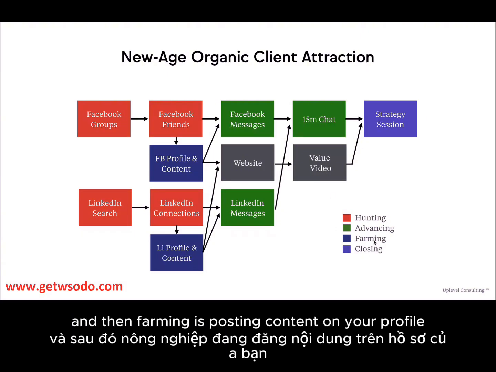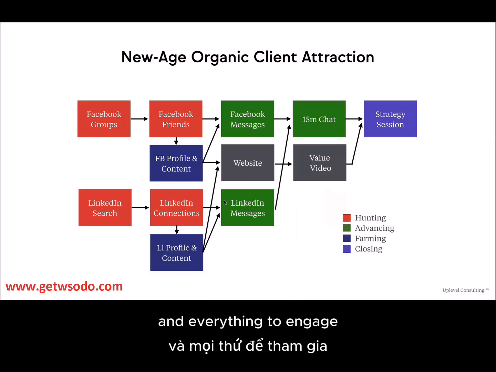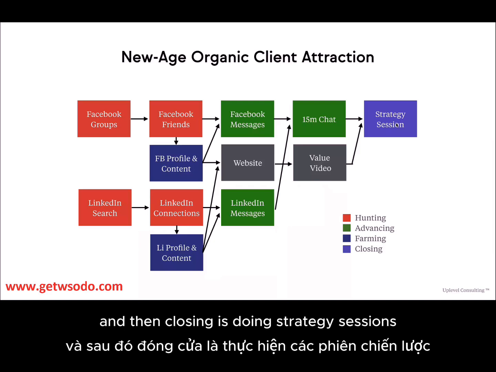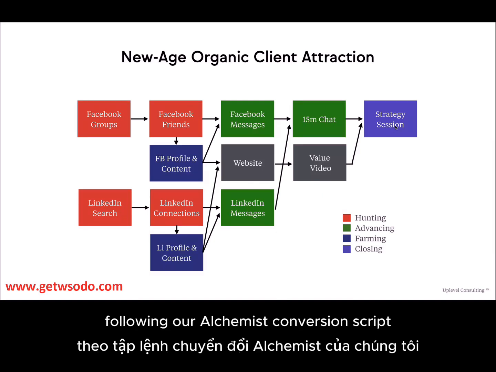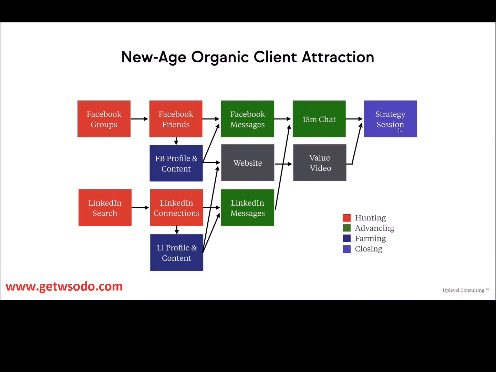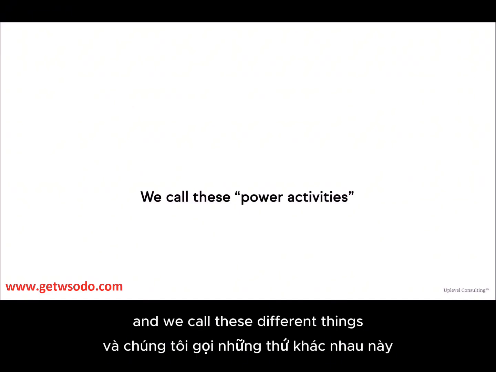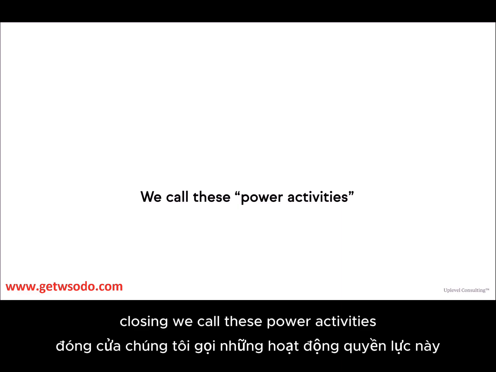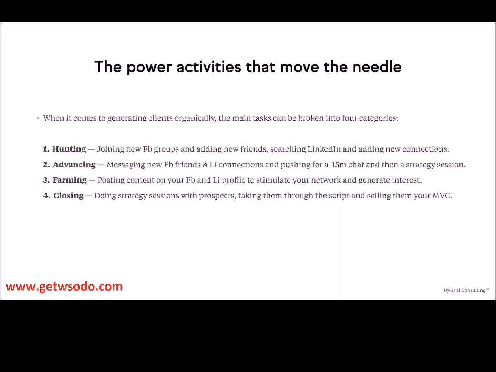And then farming is posting content on your profile and everything to engage and stir the pot with people who are already in your network. And then closing is doing strategy sessions following our alchemic conversion script. And we call these 4 things, hunting, farming, advancing, closing, power activities.